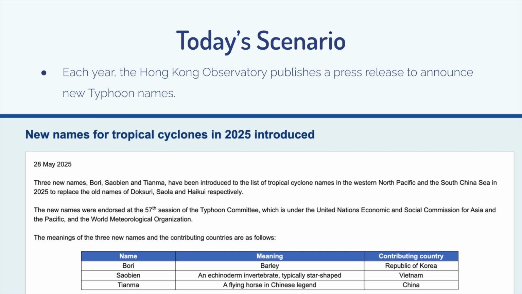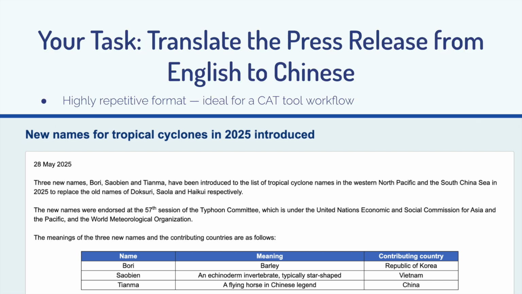Every year, the Hong Kong Observatory has to publish an official press release about typhoon names. In the press release, they announce which typhoon names have been retired, what the reasons were, and which new names have been added to the list. Now, assume that you are a translator working for HKO. You have to translate the English press release into Chinese. Because this content follows a highly structured and repetitive format, year after year, it's a perfect candidate for a CAT tool workflow. Now, let's move on and start preparing our translation project in memoQ.